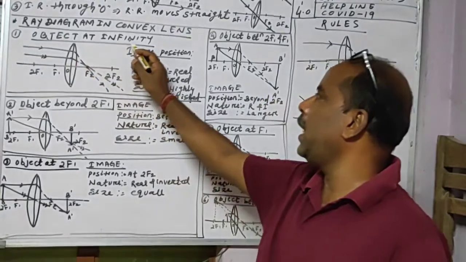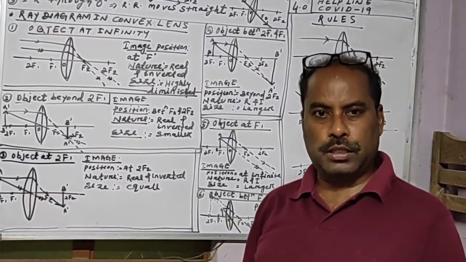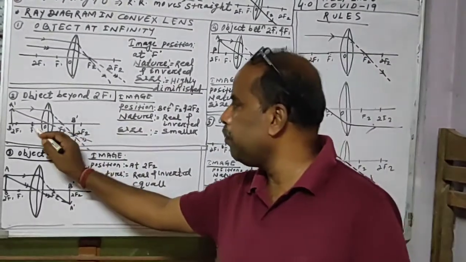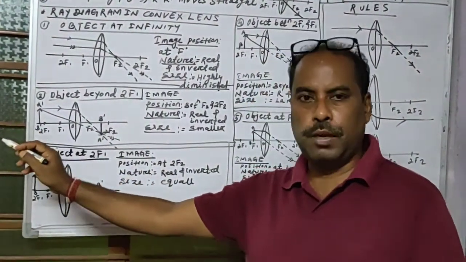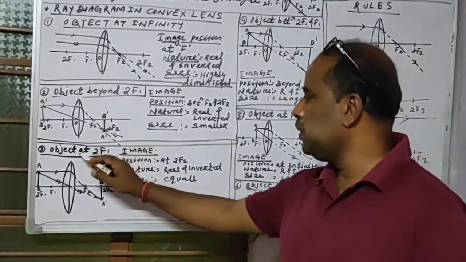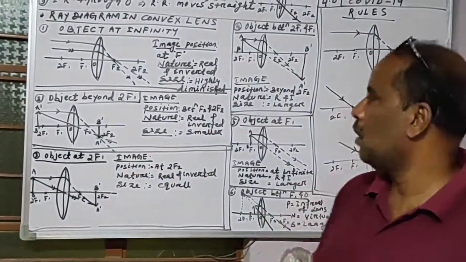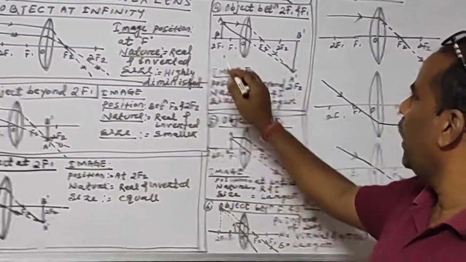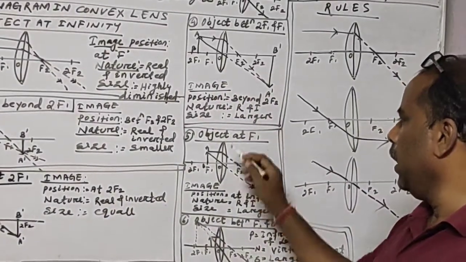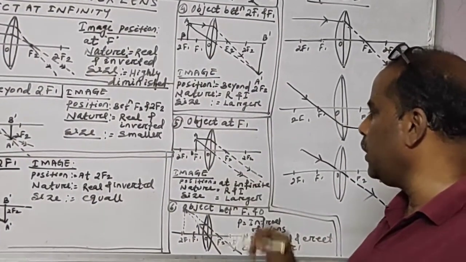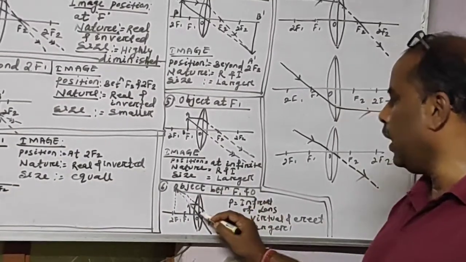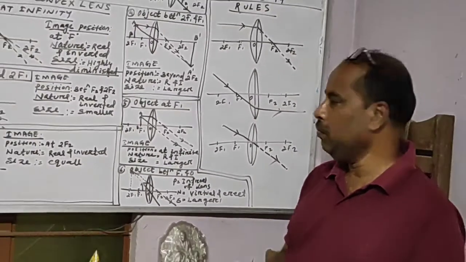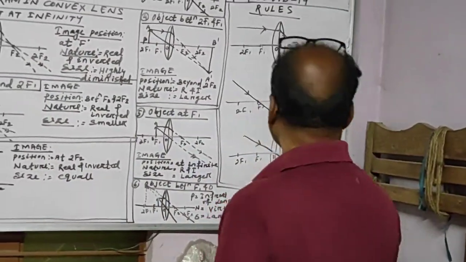So what are the positions? Position 1 is object at infinity, far away object. Then how is the image formed? Then object beyond 2F1. This is F1 to F1. So beyond 2F1, how is the image formed? Object at 2F1, how is the image formed? Object between 2F1 and F1, how is the image formed? And object at F1, how is the image formed? And object between F1 and optical center, how is the image formed? Okay, let us come one by one with demo again.